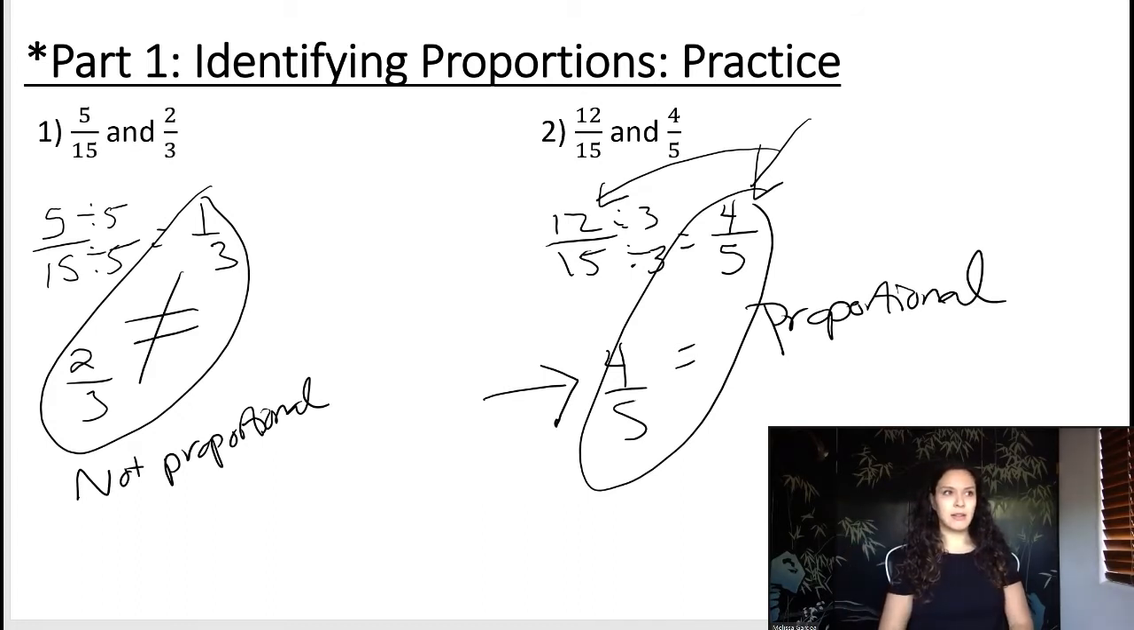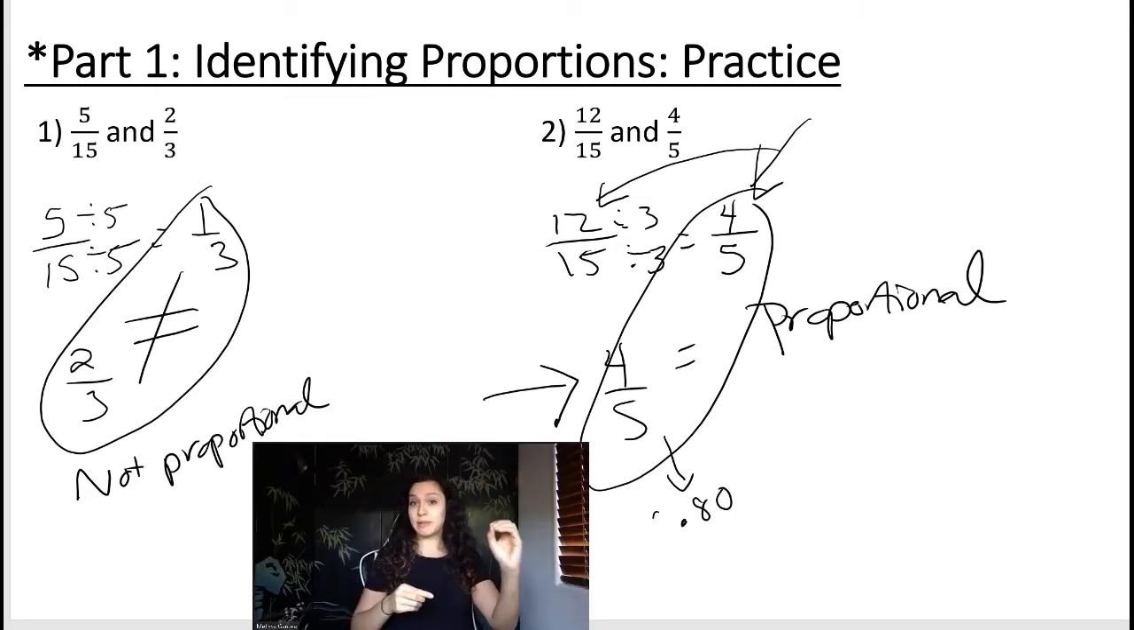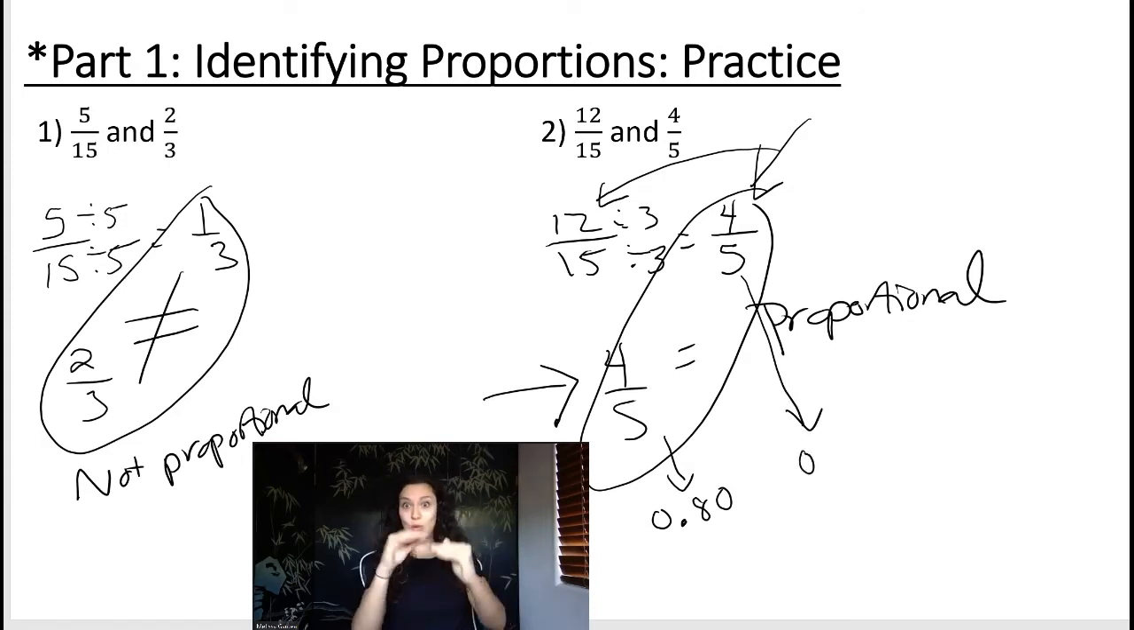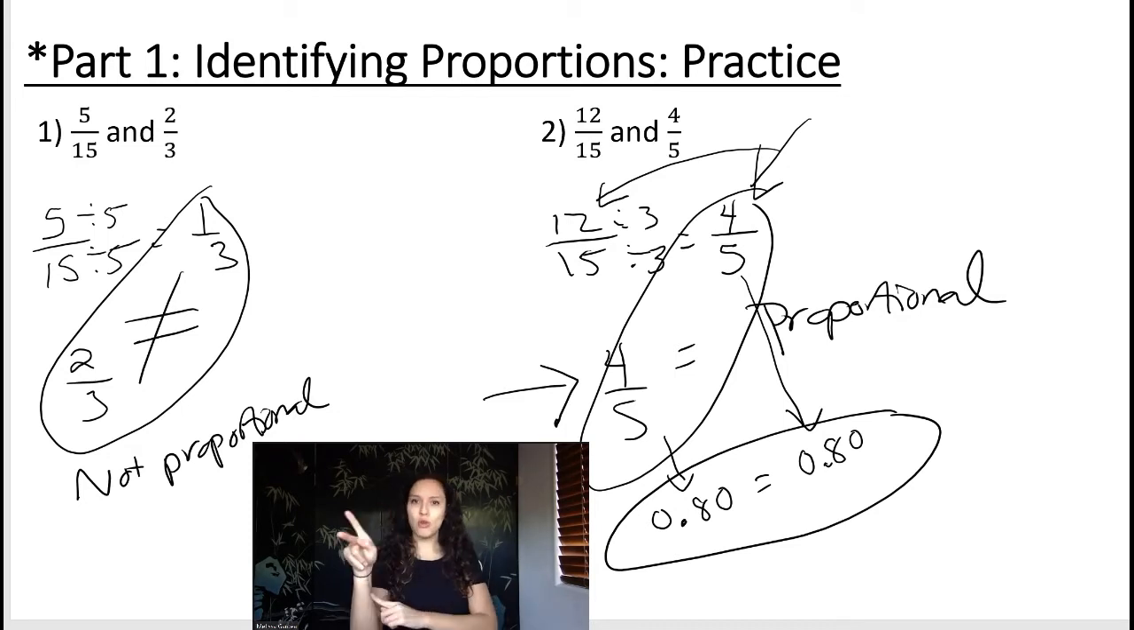That makes it equivalent. But what if you weren't dealing with fractions? Well, you don't have to deal with fractions the whole time. If you really wanted, you can do long division and figure out the decimal version of each. If you do, you will see that this equals 0.80, and so does this one. They equal the same value, so it's still proportional. You can go straight to doing long division for each of these fractions, get a decimal value, and then compare the decimal values, whichever you're more comfortable with.